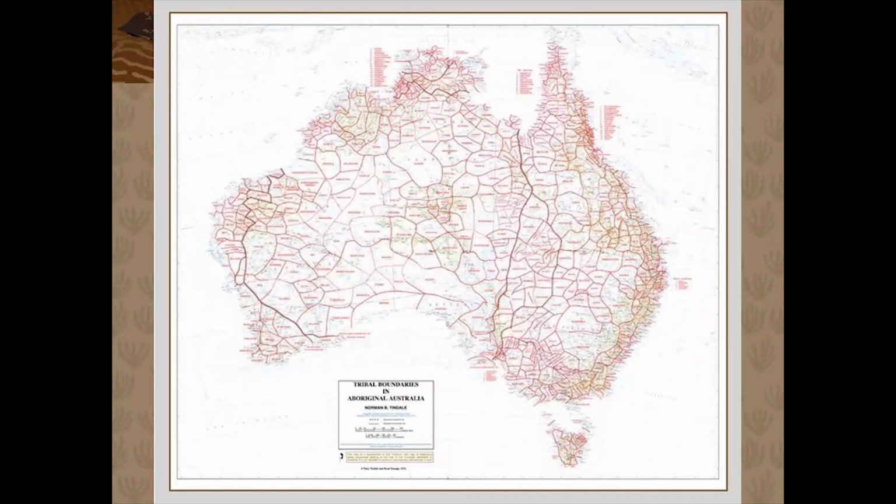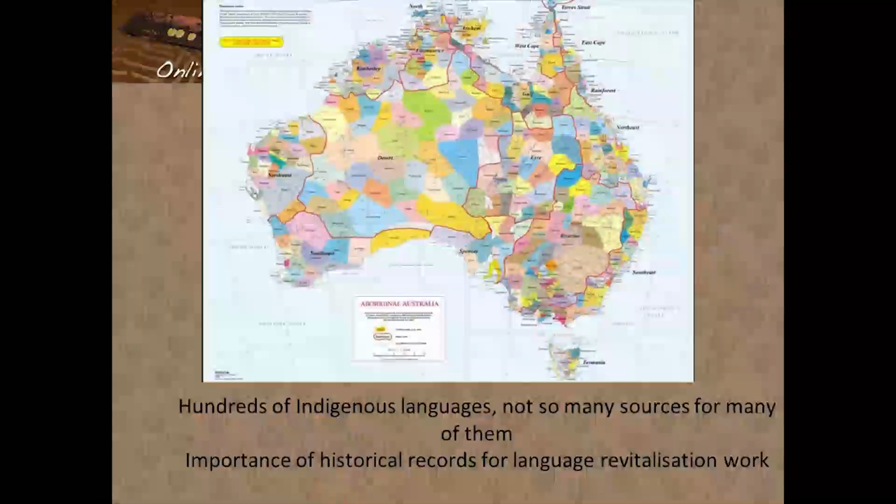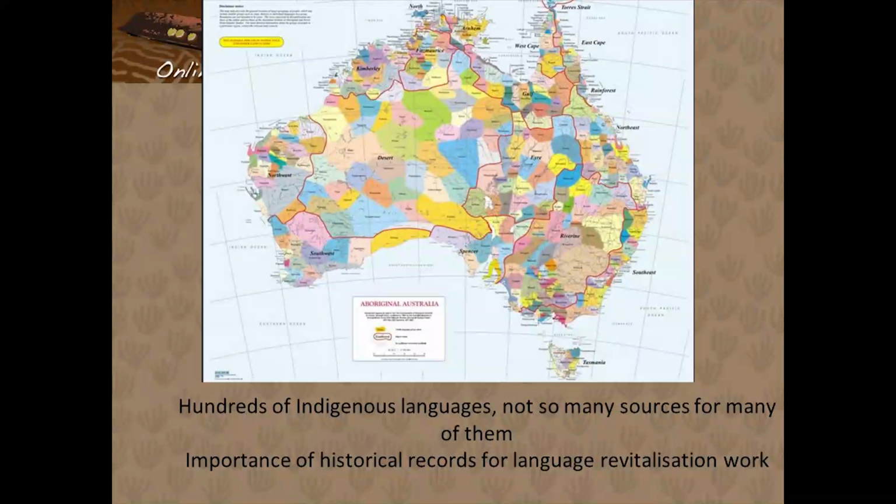I mean, we all know there are lots of languages in Australia, and this is the traditional sort of Tindale view of that for all its problems, and then there's the Horton map for all its problems. But nevertheless, it does give you that visual idea of how many languages and really how little we know, we being all of us, I think, but particularly the settlers. We did a very efficient job of wiping out so many languages.